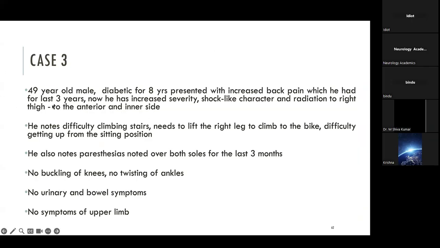Next case. A 49-year-old male, diabetic for 8 years, presented with increased back pain, which he had for the last 3 years. Now the severity has increased, shock-like.